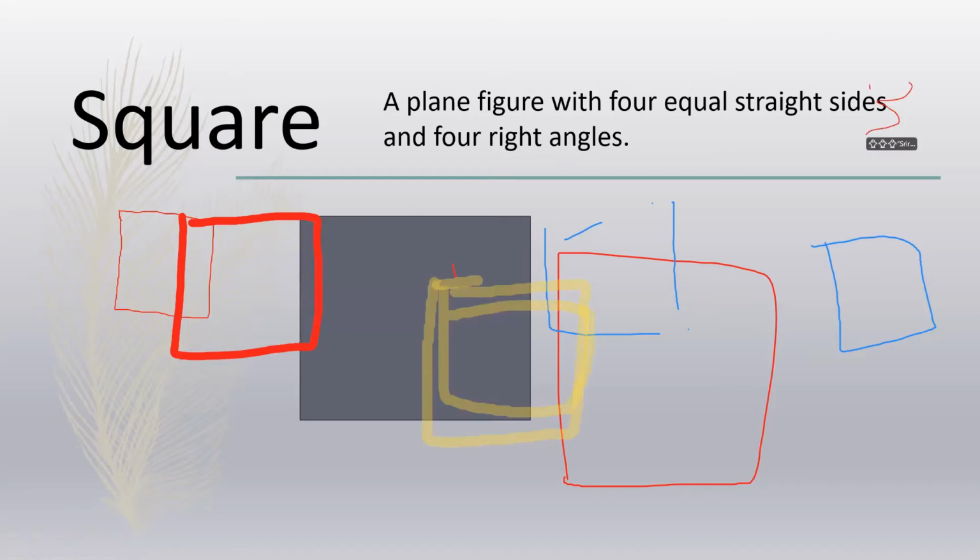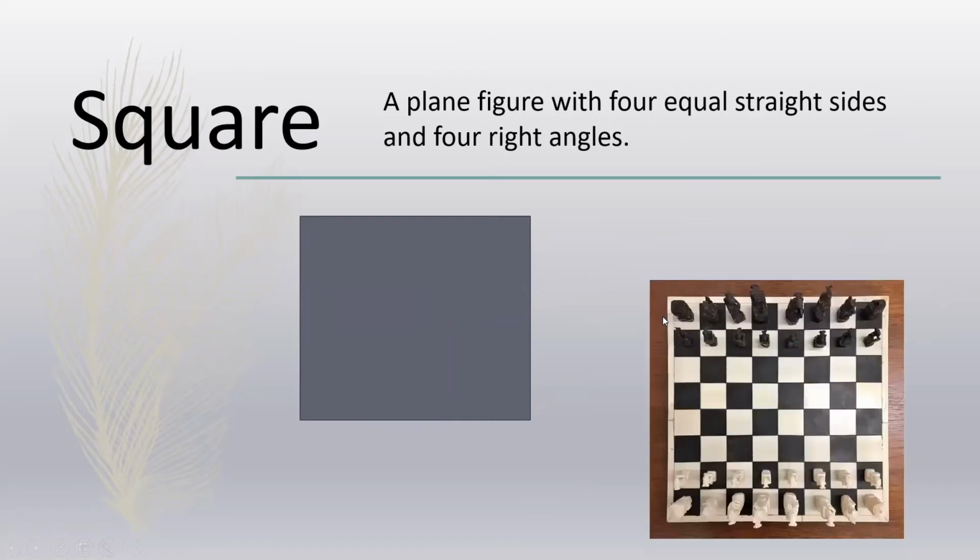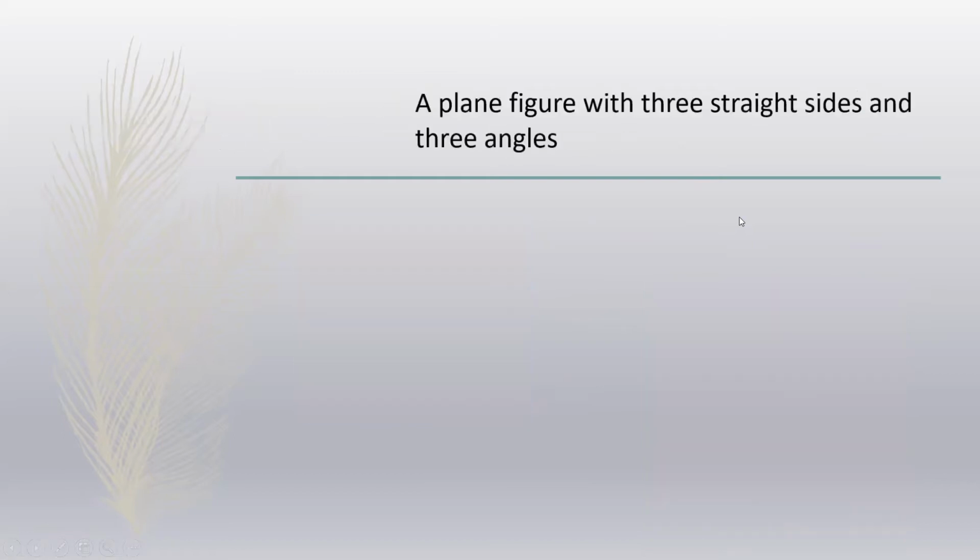Okay, so it's clear again. So this is a square. And an example of a square is this one. What is that? Okay, chessboard. Chessboard. Next, let's go with our next 2D shape, which is a plane figure with 3 straight sides and 3 angles.